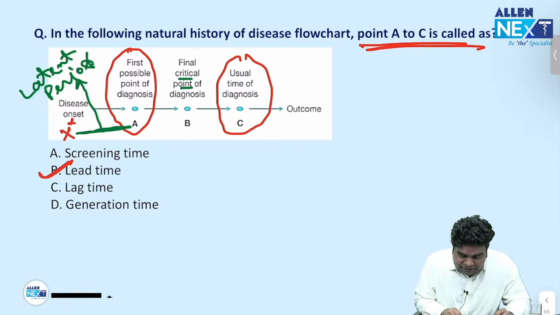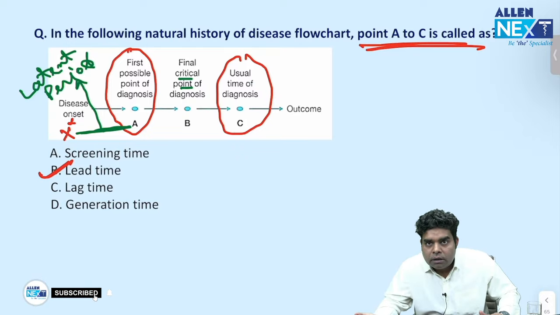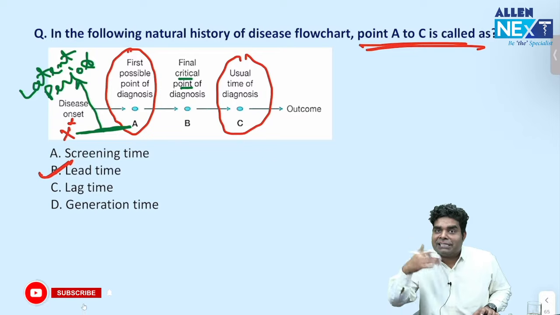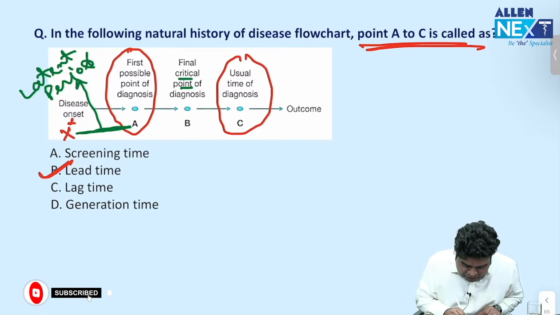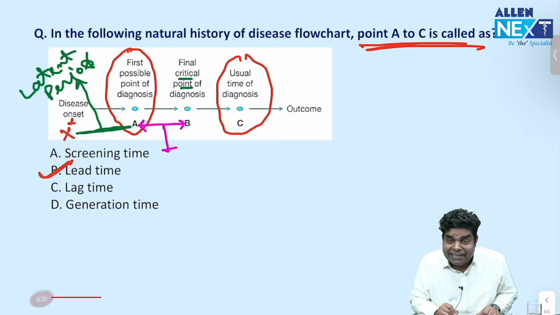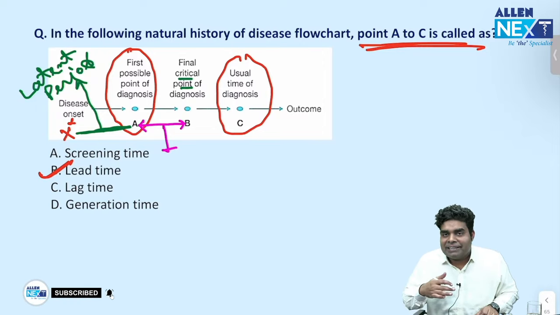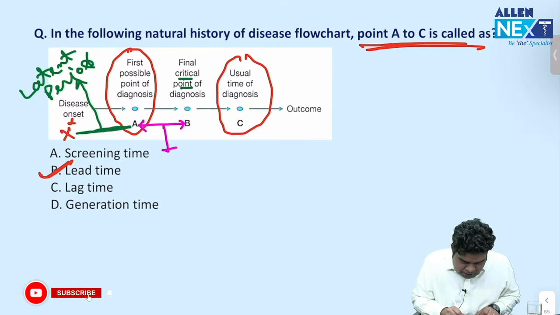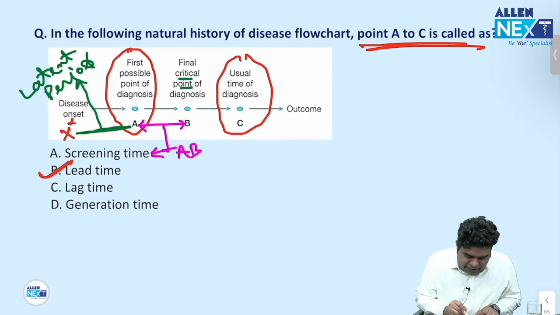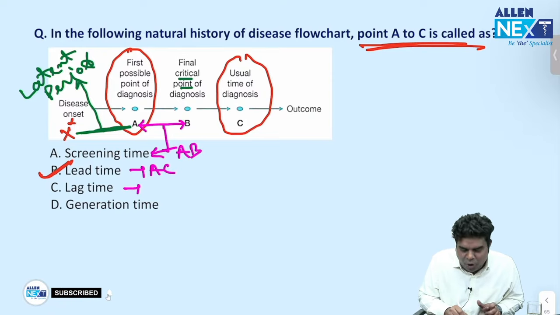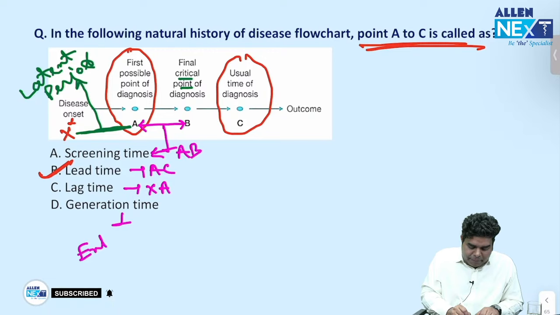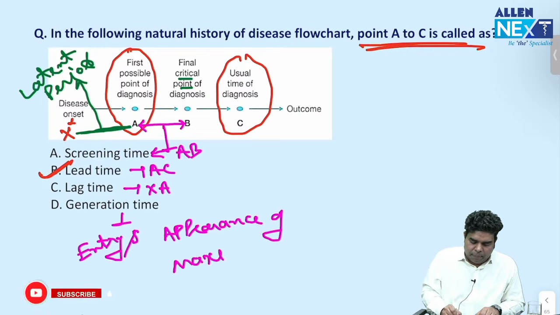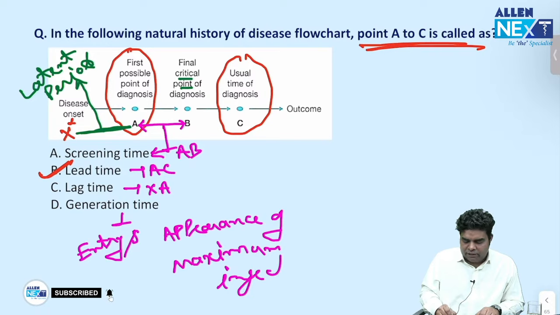Now, what does critical point mean? Critical point means after that point, cancer will spread. So there is no point of detecting it after spread. So we have to do the screening test before B and after A. Between point A to B, we have to do the screening. We cannot screen before A, we cannot screen after B, because then the cancer will spread. So A to B will be the screening time. Lead time will be AC, lag time or latent period will be X to A, and generation time, they have asked the definition, is the time between entry and appearance of maximum infectivity. Okay, this definition has been asked already, so do remember it.